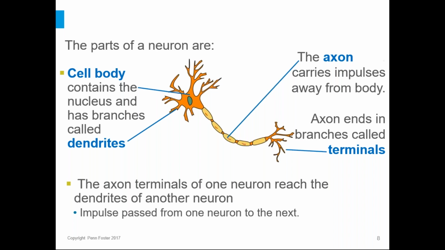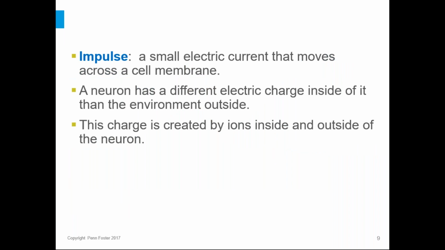So we're talking about this signal called an impulse, how neurons communicate with one another. So what is this impulse and how is it created and passed from cell to cell is the question we're going to figure out now. The impulse is a small electric current that moves across a cell membrane. A neuron normally has a different electric charge inside of it than the environment outside. And this charge is created by ions inside and outside of the neuron. On the next slide, we will see how this difference in charges is made and how it changes.